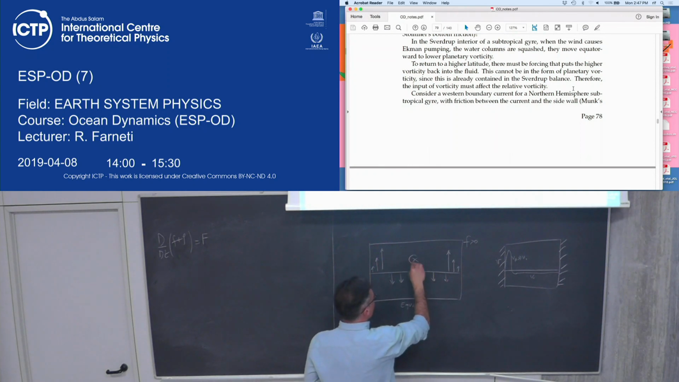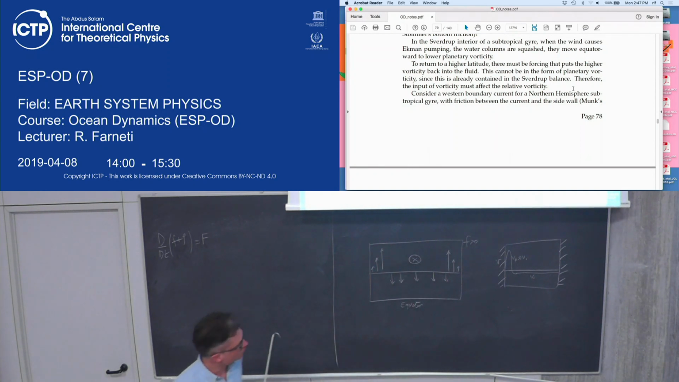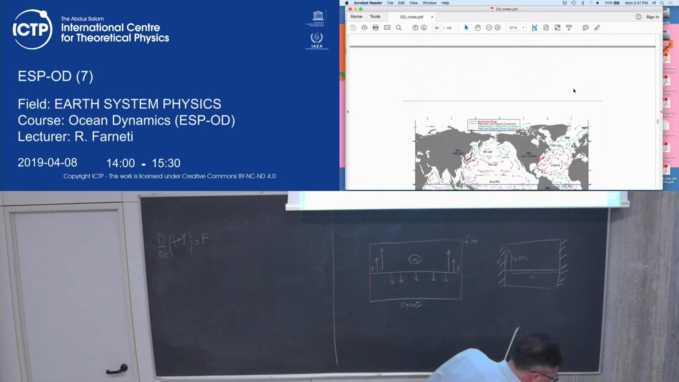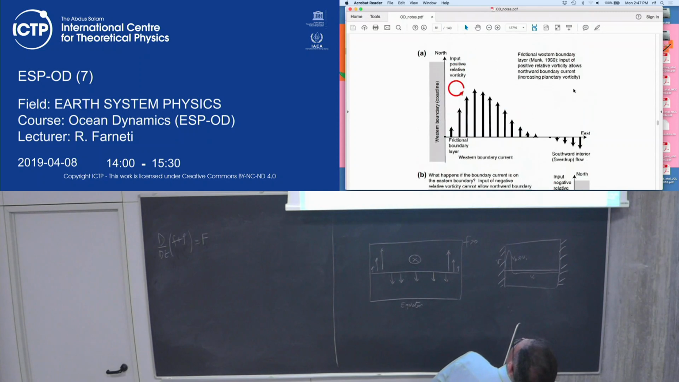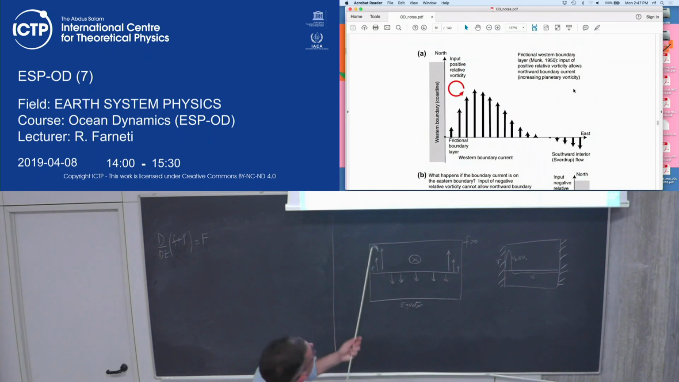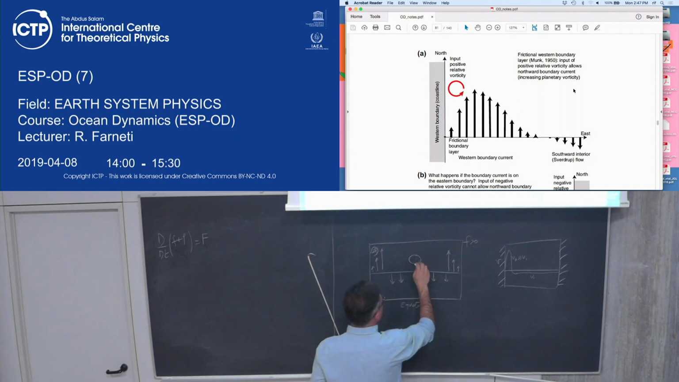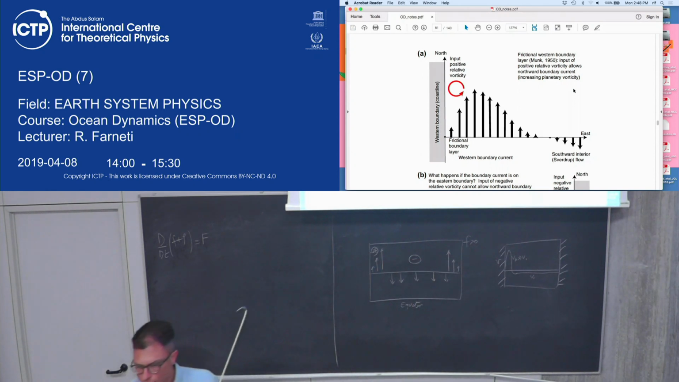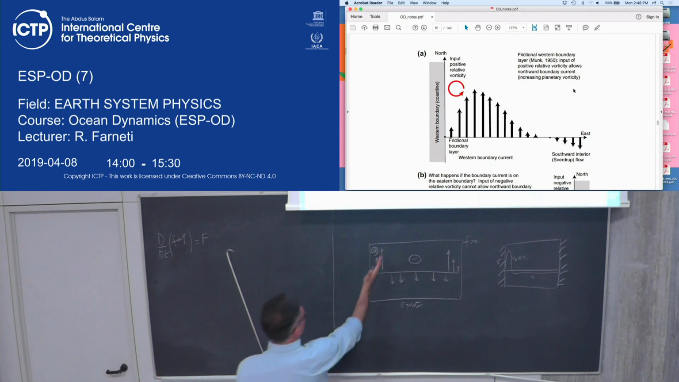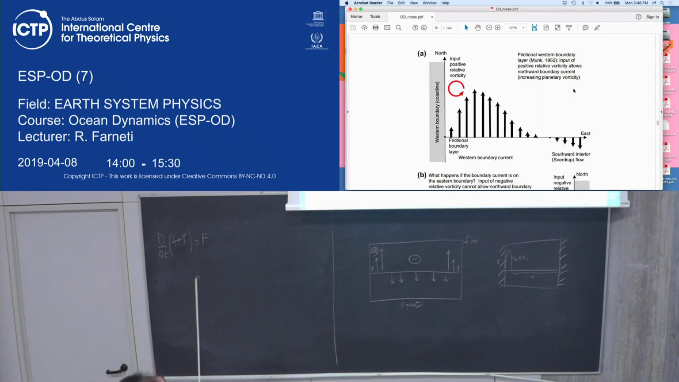So in the interior, you have an input of vorticity. Okay, and if you look at a western boundary solution, which is this, okay? In the northern hemisphere, what you have is an input of vorticity in the positive sense, and this is negative into the ocean. Okay. And this one, because of the hand rule, is positive. Okay. So you would get this input of vorticity.